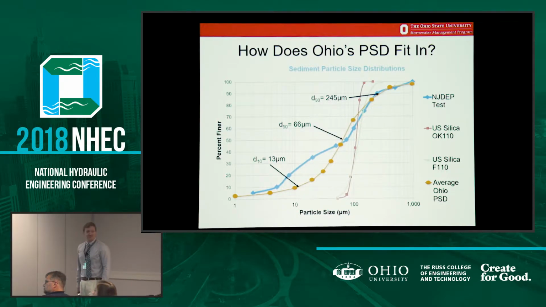The D50 was about 66 micrometers. The D20 was about 25 micrometers. So if you're doing the math and you're trying to get 80% TSS removal, you'd have to remove everything larger than that 25 micrometer number, which is actually quite challenging.